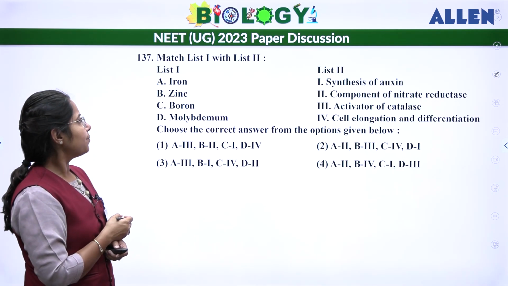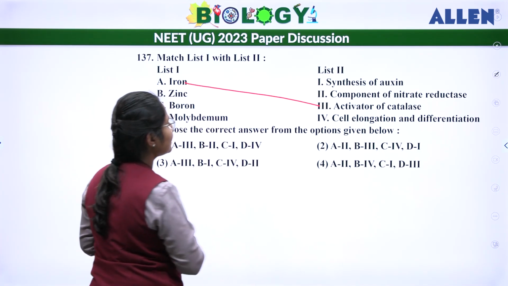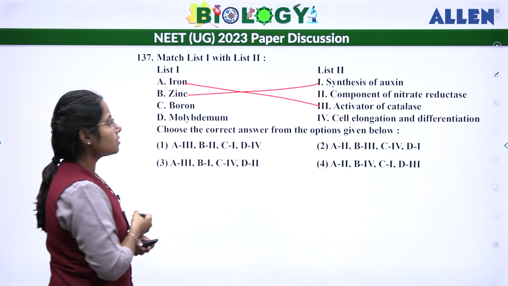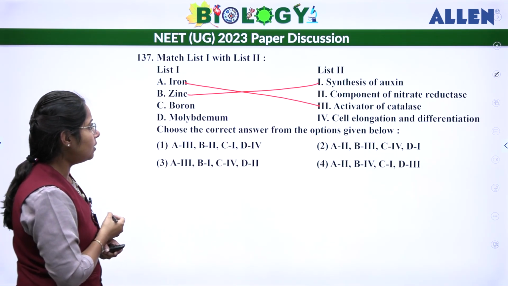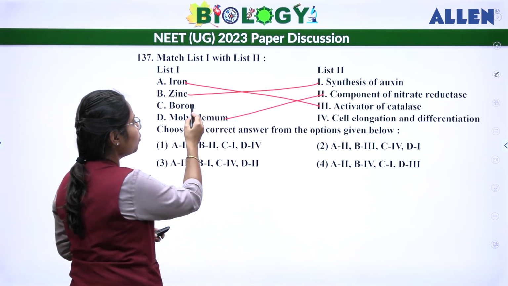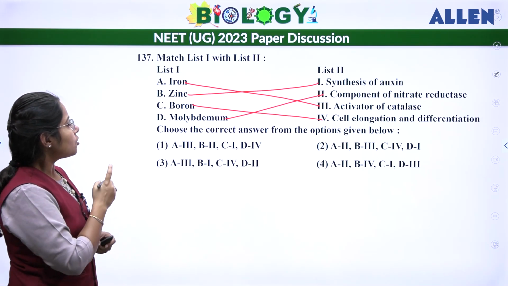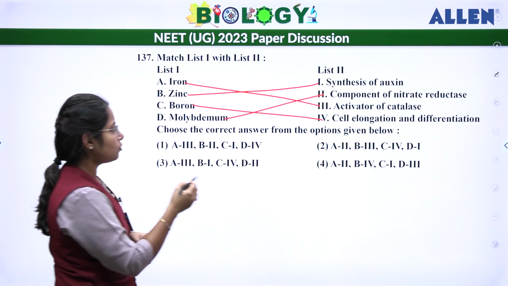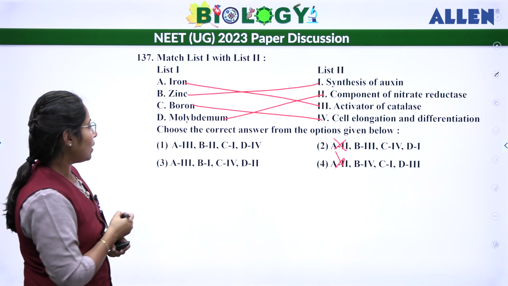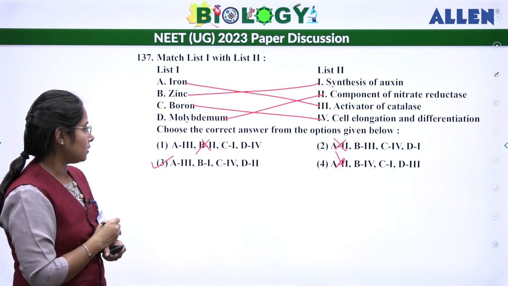Again match the following. Now iron is used as an activator of catalase. Zinc is used for synthesis of oxygen. Molybdenum is used as a component of nitrate reductase, and boron is used for cell elongation as well as differentiation. So you can say A will be your 3. So these two options get negated. B will be 1, so this is your answer. This gets negated. So option third.